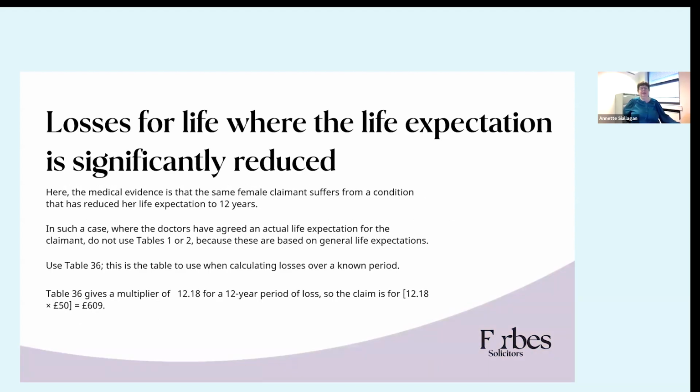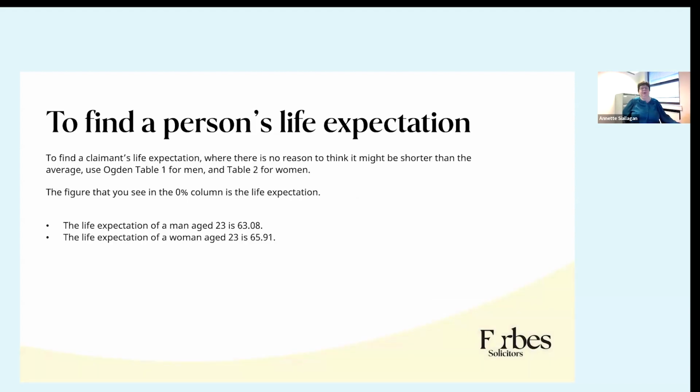And then another calculation where someone's life expectancy is reduced significantly. So instead of using a table 1 or 2, you would probably in that case use table 36, which is a fixed term calculation. Finally, to find a person's life expectation, you can use tables 1 or 2.